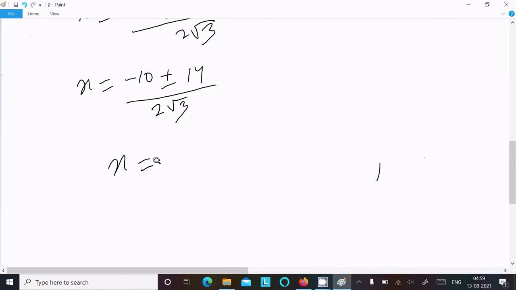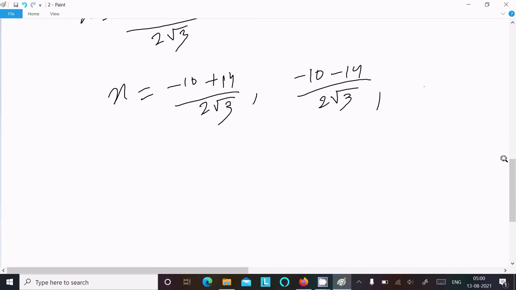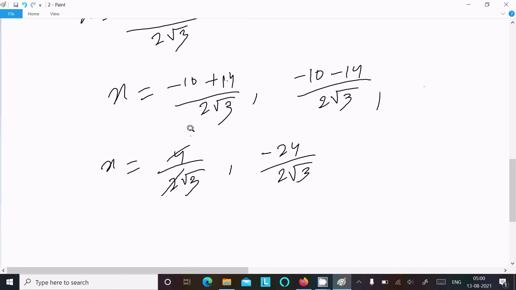So x has two values: minus 10 plus 14 divided by 2 root 3, and the next is minus 10 minus 14 divided by 2 root 3. Now we can write x equal to 4 divided by 2 root 3, and minus 24 divided by 2 root 3, so it cancels by 2 times.